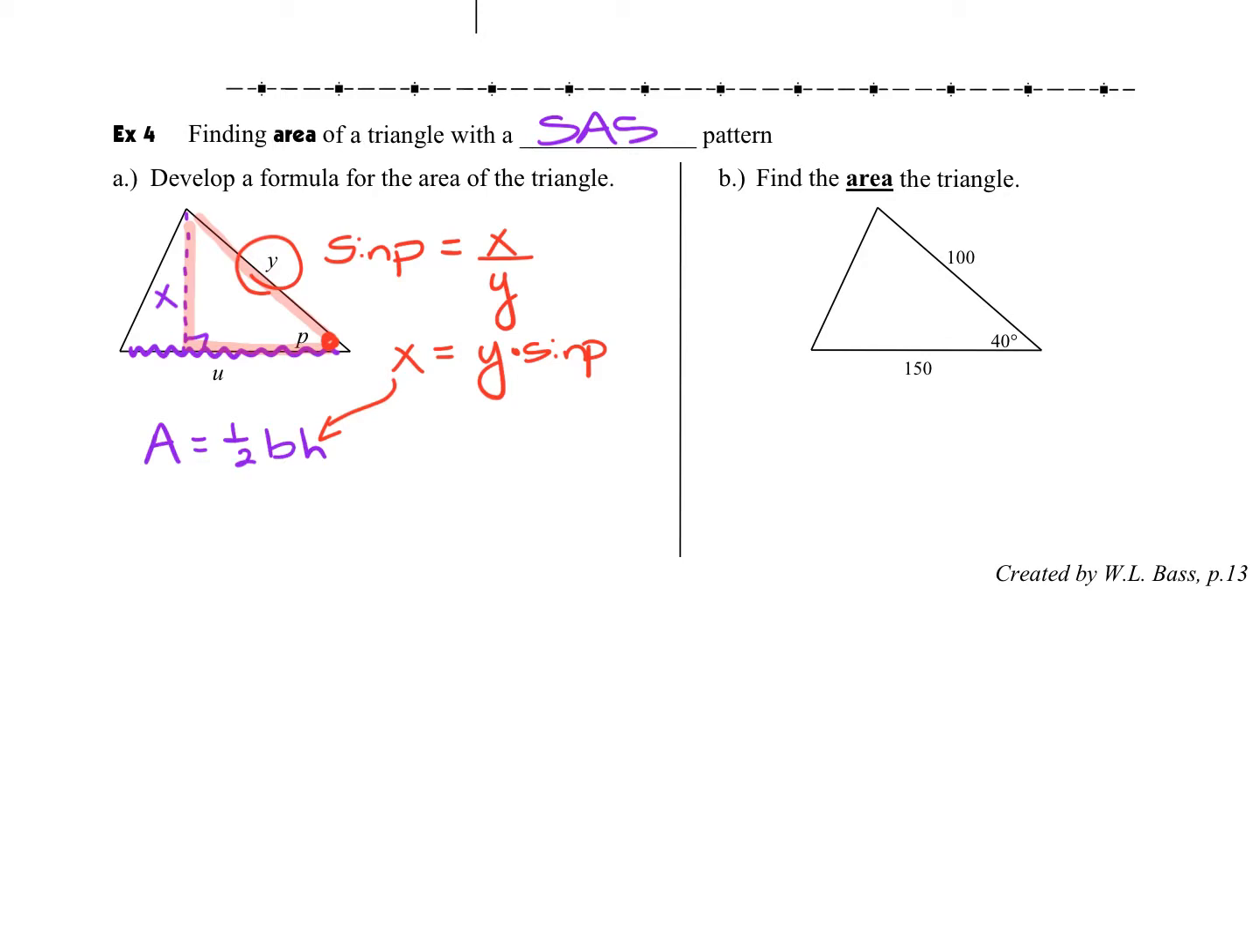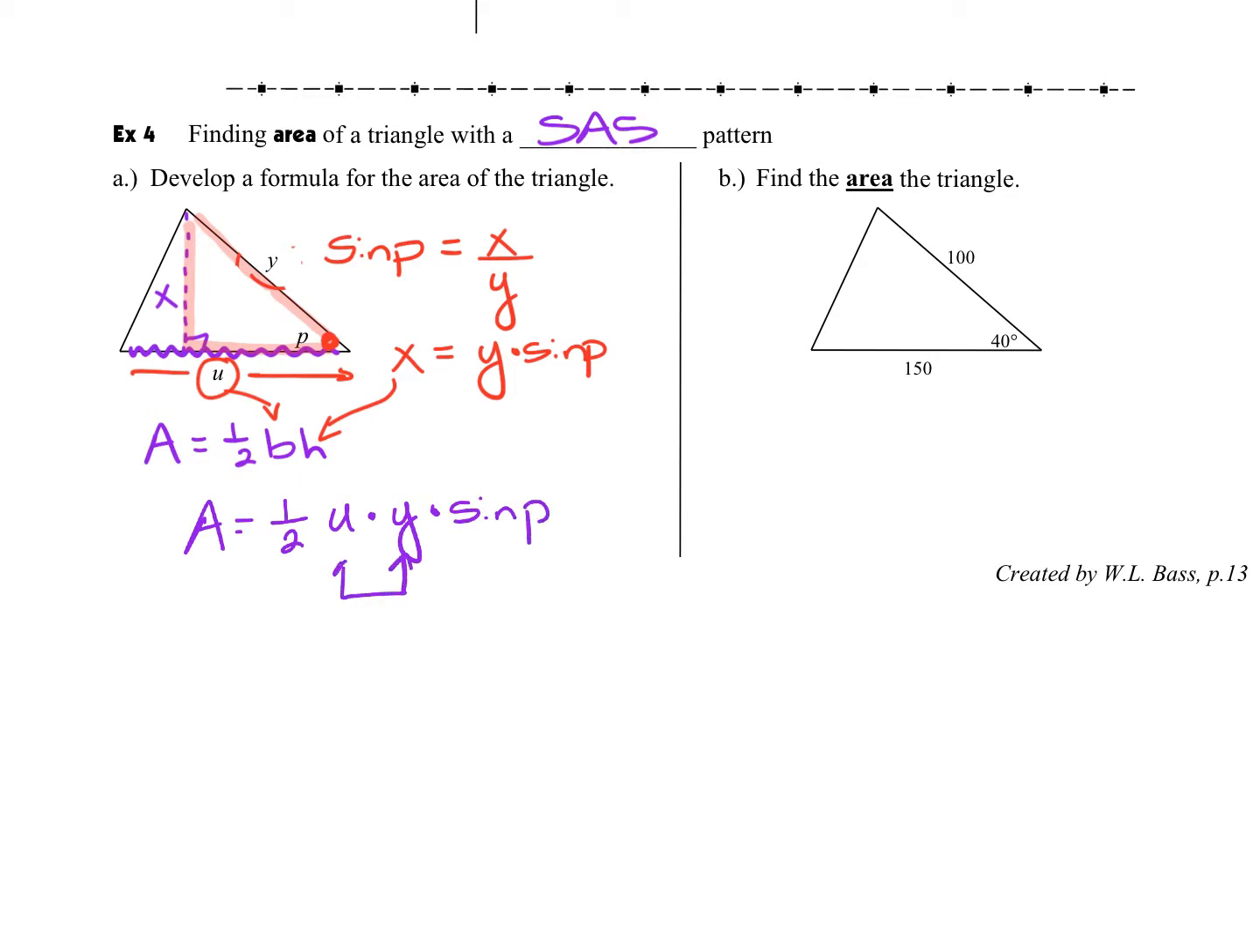I didn't mean y there. Never mind. Let me see if I can erase that. Sometimes my iPad freezes up when I try to erase, so we'll see how well this goes. Yep, there it goes. Okay, so what we're going to do is take our u, u is supposed to be the base. So we've now come up with an expression for the height, and u is going to be the base. So our formula is going to be area is 1/2 u times y times the sine of P.